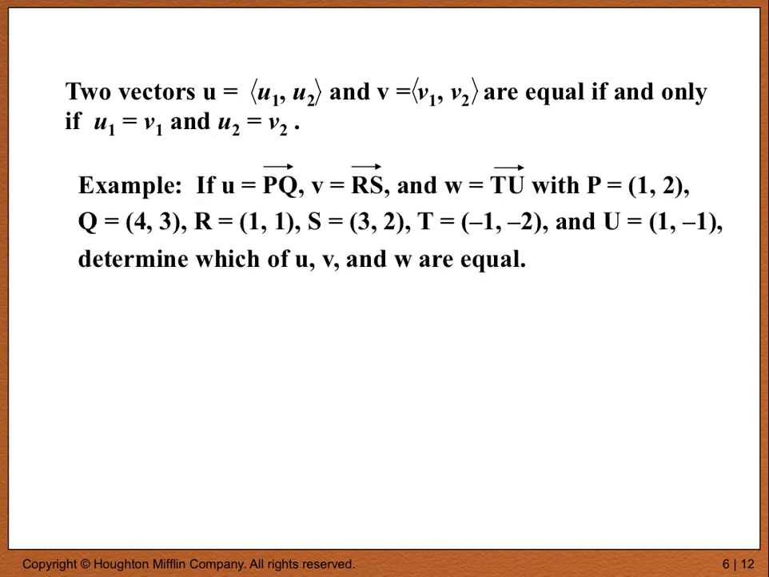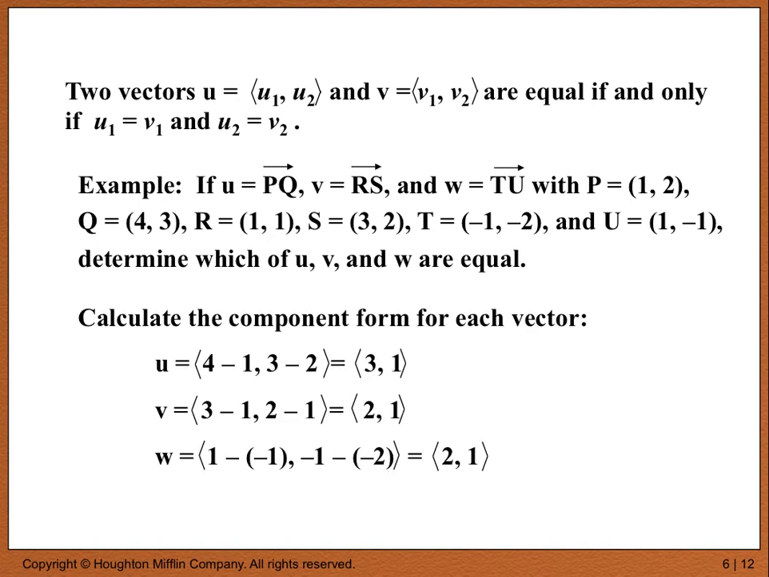All right, let's look at this example. If you have u equals PQ, that's one vector, v equals RS, that's another vector, and w equals TU, directed line segment TU, with points P equals (1, 2), Q equals (4, 3), R equals (1, 1), S equals (3, 2), T equals (-1, -2), and U equals (1, -1). Determine which of u, v, and w are equal. All right, well, I'm just going to walk you through this, and you'll see why it's true.